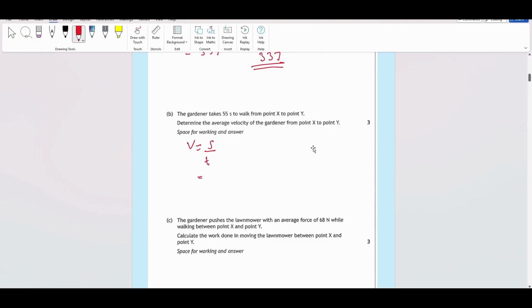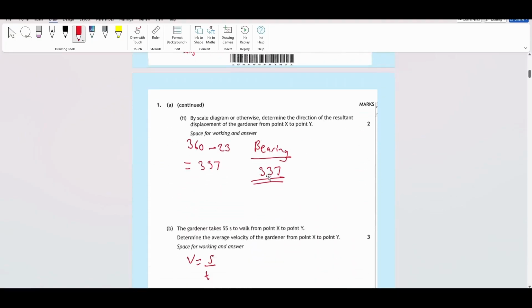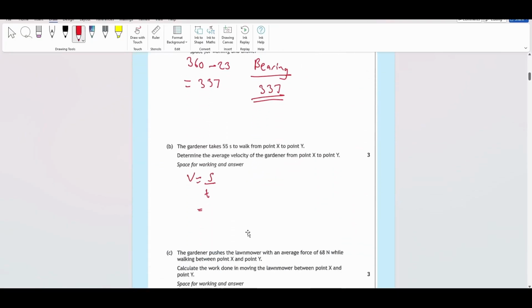And we just worked out the displacement to be 39 meters. So it'd be 39 over 55 for the time, and that gives us a velocity of 0.71 meters per second.